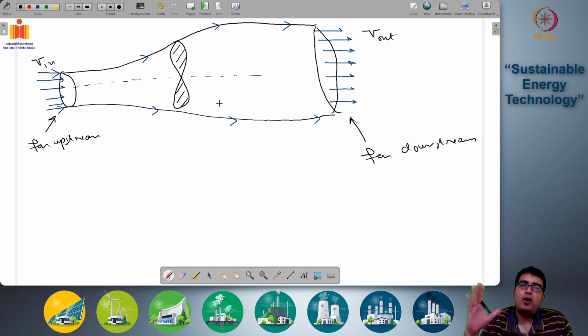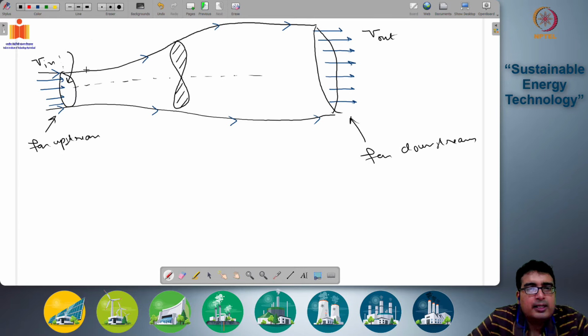So the point from which the velocity of the wind starts changing to the point where it stops changing is the region which is affected by the presence of the rotating wind turbine blades. And this is the region of influence upstream and downstream of the wind turbine, and we are looking into that.